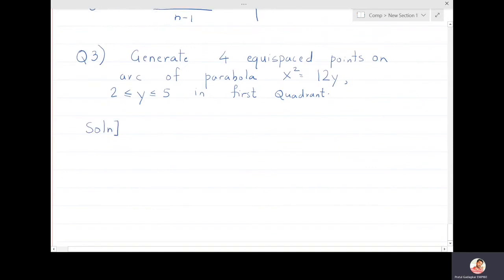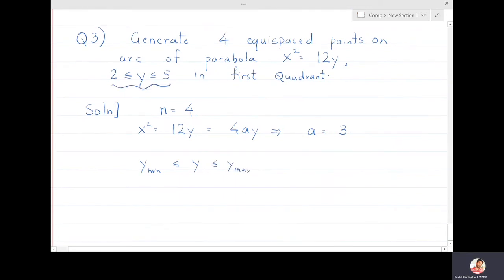Here we have to generate n points, means 4 points, means n is equal to 4. When I compare the parabola x² equal to 12y with 4ay, I understand that the value of a is 3. Y min and y max are given to us. So from this we understand that y min is 2 and y max is 5.